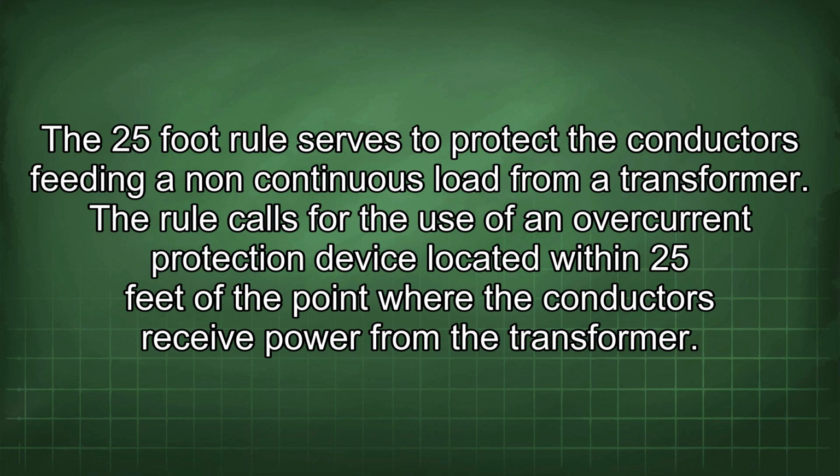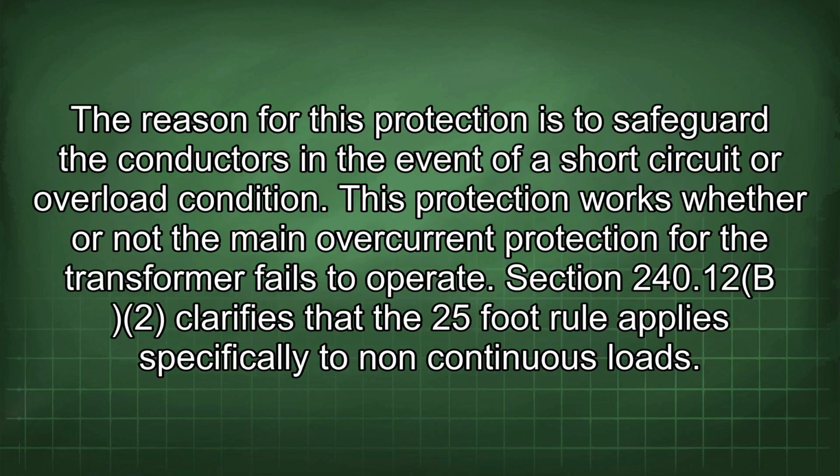The 25-foot rule serves to protect the conductors feeding a non-continuous load from a transformer. The rule calls for the use of an overcurrent protection device located within 25 feet of the point where the conductors receive power from the transformer. The reason for this protection is to safeguard the conductors in the event of a short circuit or overload condition. This protection works whether or not the main overcurrent protection for the transformer fails to operate.